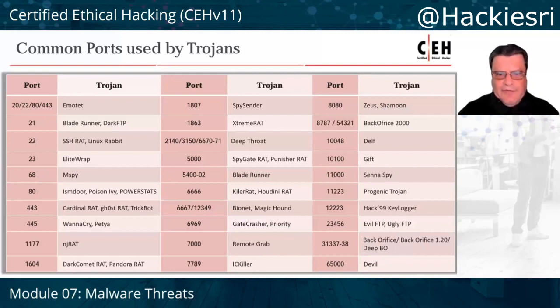That was on several ports, 2140, 3150, 6670 to 71. And we also have Gate Crasher, interestingly, port 6969. And we also have Zeus. The Zeus botnet is one of the early malwares, and very much proliferated, and it usually resided on port 8080 or gained access through port 8080.